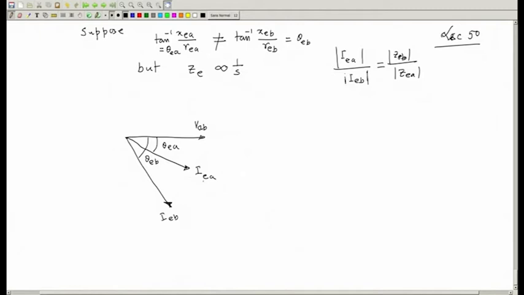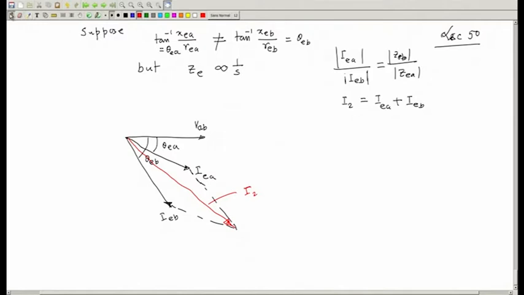Now, where is your I2? I2 is equal to IEA plus IEB, the phasor sum. So, add them vectorially, add these two, and you will get your load current. This is your I2 now.